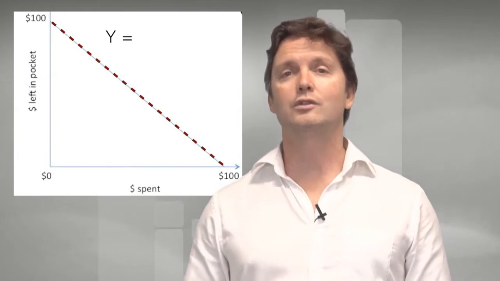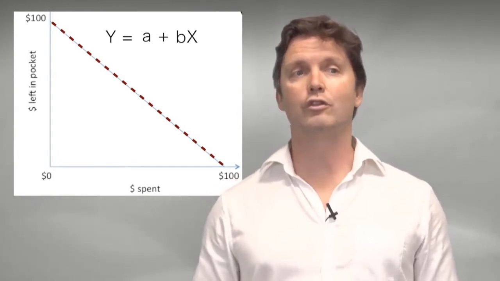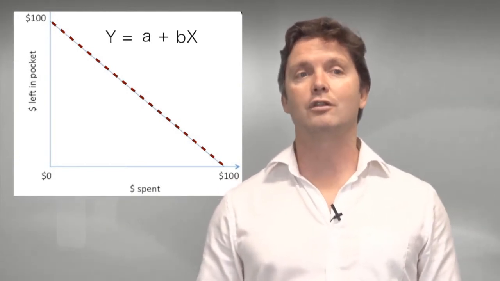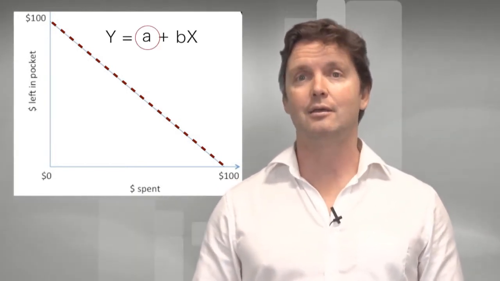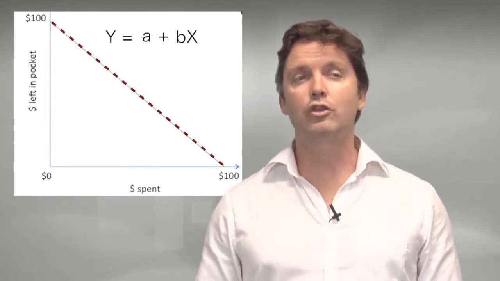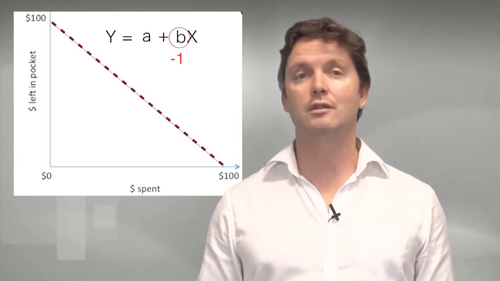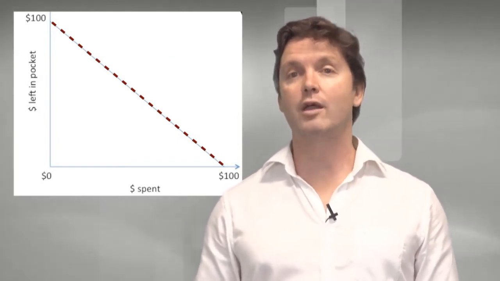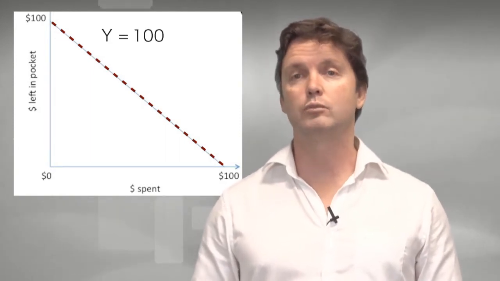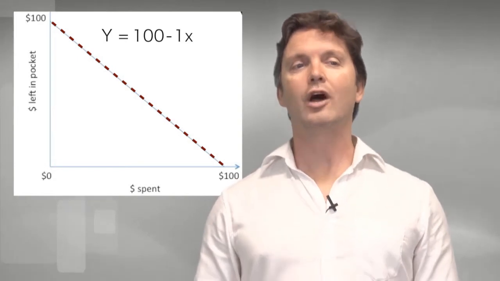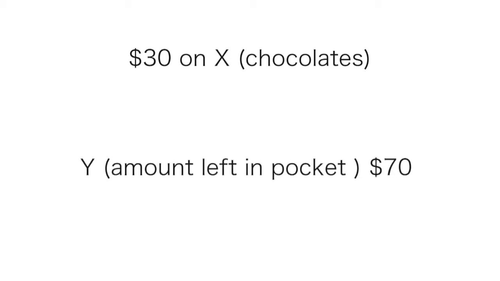So y equals a plus bx. When you don't spend any money on chocolates, in other words, at the intersection, we have $100 in the pocket, so the constant a is 100. For each dollar we spend, we lose $1 in the pocket, so the b value is -1. So the equation of the straight line is y equals 100 minus 1x. With that equation, I can estimate that if I spend $30 on chocolates, then y, the amount left in my pocket, is $70.